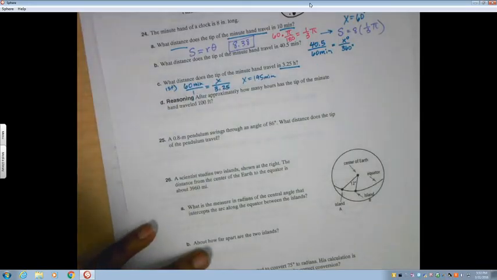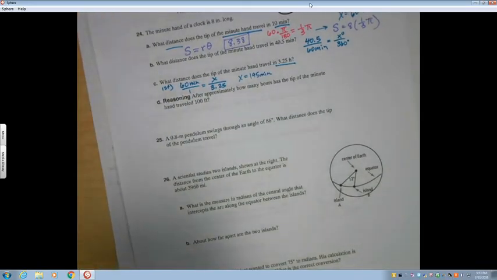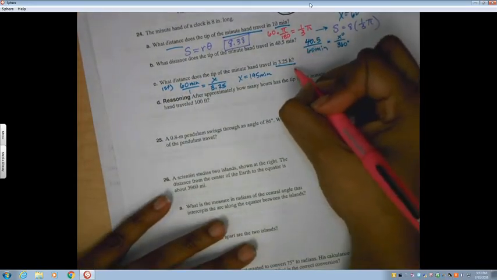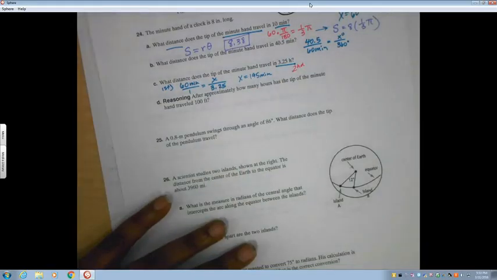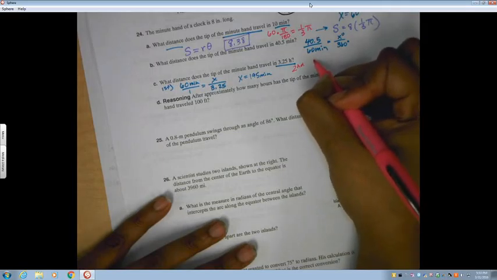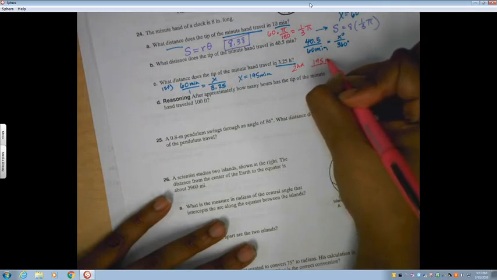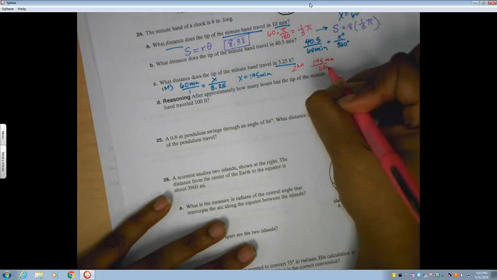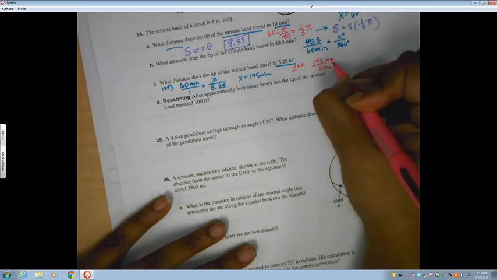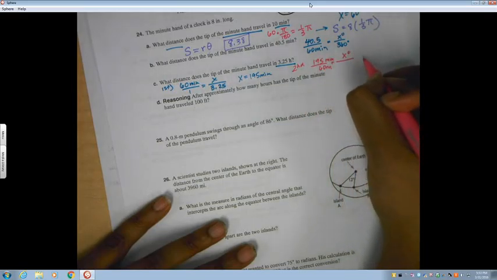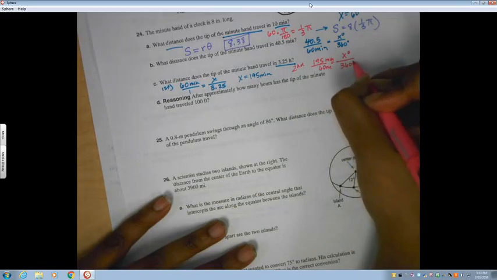So what we're going to do second is come up with the angle, the radians for that. So 195 minutes out of 60 minutes would equal what degree out of 360 degrees? And that degree is going to be into radians.